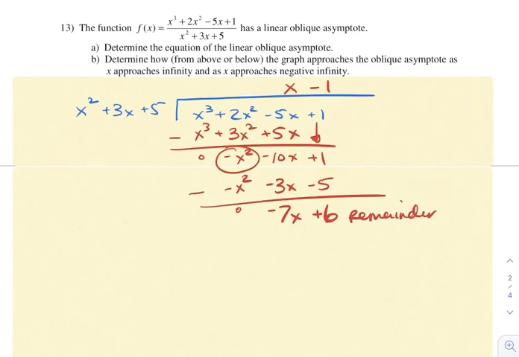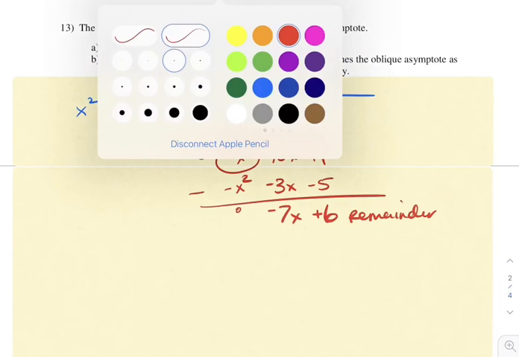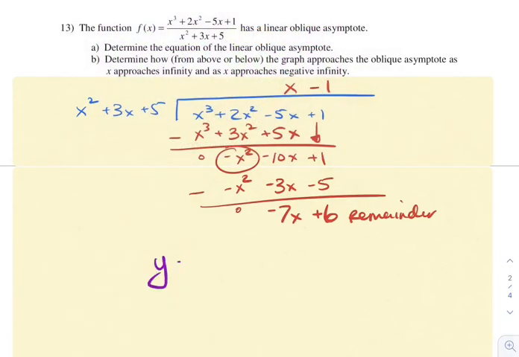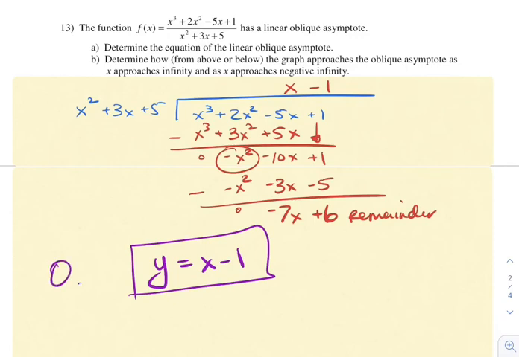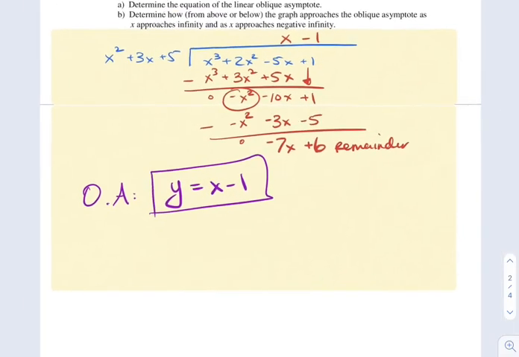But we know when we look for our oblique asymptote, the remainder doesn't matter. What matters is the equation, which is y is equal to x minus 1 up top. That's our oblique asymptote in this case. Then it says, determine whether the graph approaches the oblique asymptote from above or below as x approaches infinity and as x approaches -infinity.